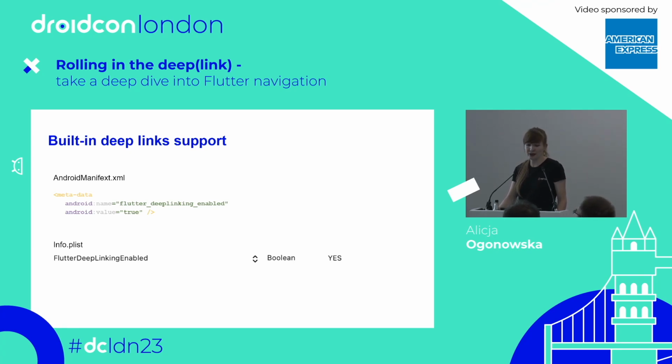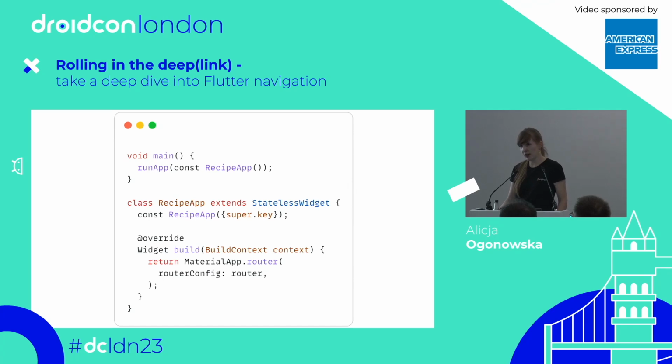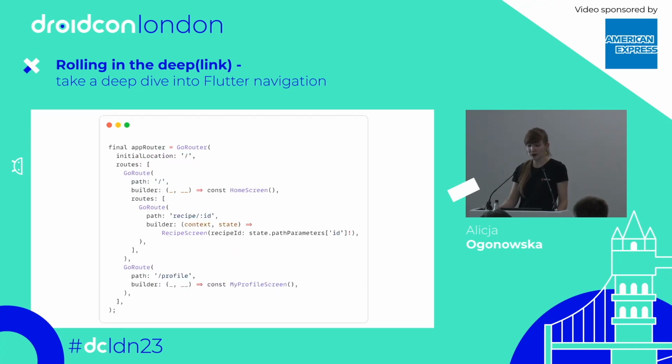So basically, if you add the Flutter deep linking enabled meta tag to Android manifest and a similar tag to Info.plist on iOS, basically your app router is getting the deep links immediately. You don't need any additional code for this. So I created a simple app. I'm a food lover, so it will be evolving around recipes. And all you need to do is create a MaterialApp.router and pass it your router configuration.